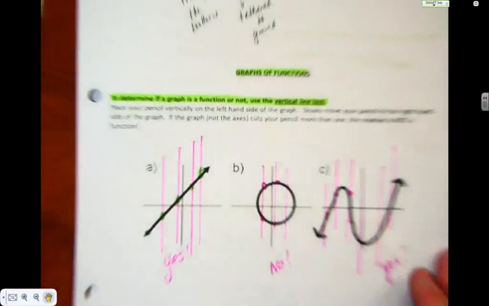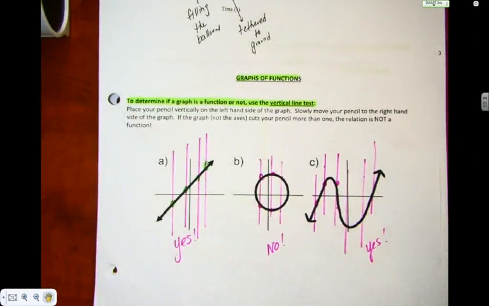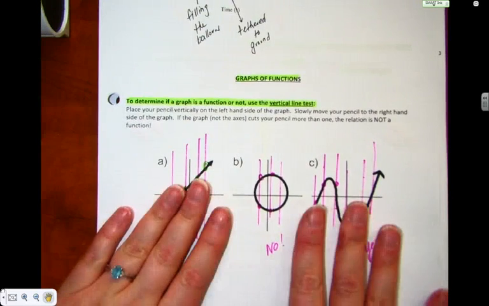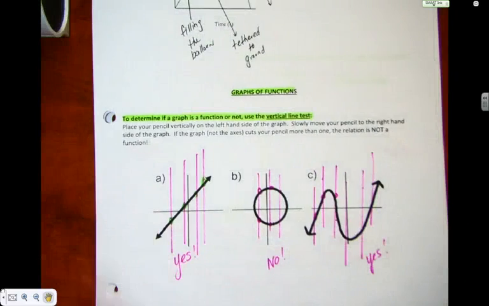Let's just review everything that we've done today. Very first thing is you need to be able to look at a graph, whether it's a line, a curve, or a set of points, and you need to decide if it's a function, yes or no. Turn to someone in front, behind, beside you. Tell them, how do you know if a graph is a function?